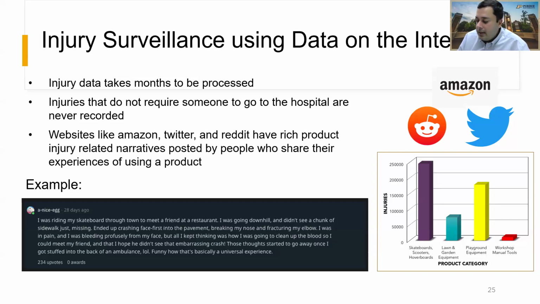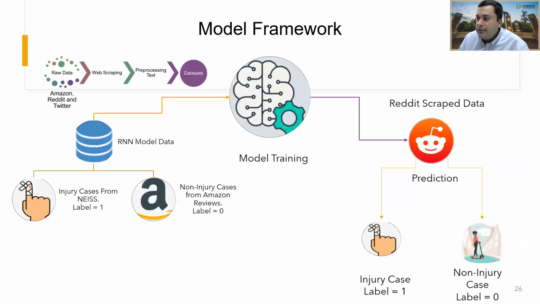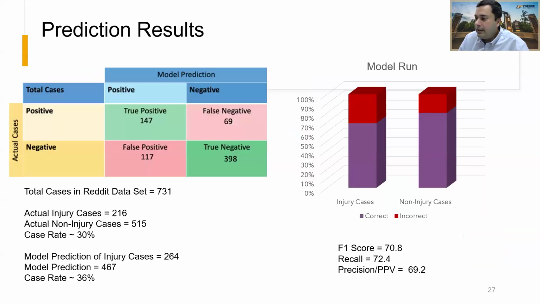We tried to extract data from Reddit through their API, and then we trained an RNN, a recurrent neural network model. We created data sets from the national injury surveillance data from the CPSC as injury cases, and non-injury cases from Amazon reviews, where we filtered out anything related to product injury. Then we tried to predict whether a Reddit post was injury related or non-injury related.